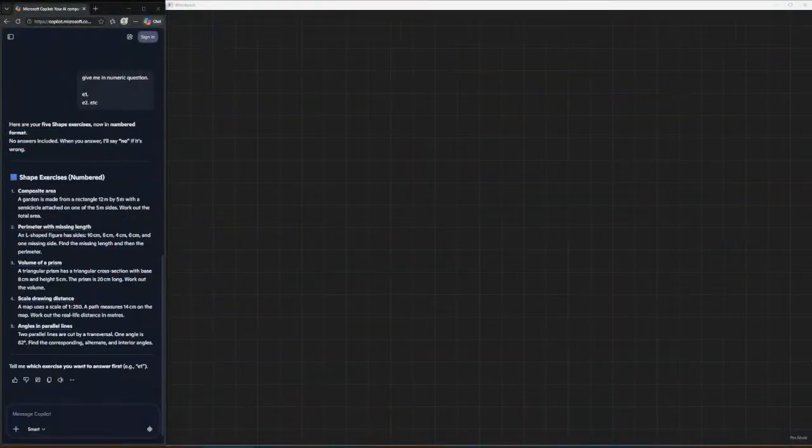All right, so there we go. A garden is made from a rectangle with a semicircle attached on one of the sides. Work out the total area. Oh, this one is gonna be different. Composite area. Okay, I have done something similar before. This is a different type of question. It's more challenging, of course.